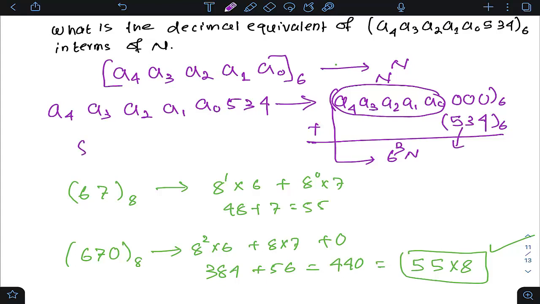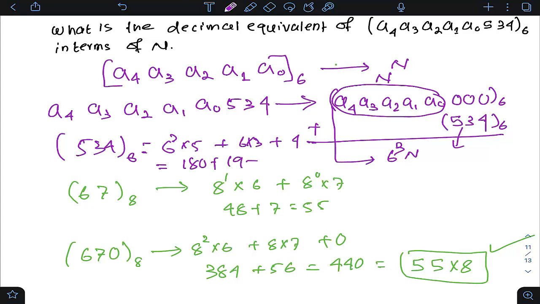So what is the decimal equivalent of 534 in base 6? It is 6 square into 5 plus 6 into 3 plus 6 power 0 into 4. So this is 36 into 5. What is 36 into 5? 36 into 5 will be 180. 180 plus 18 plus 4. So 180 plus 22 is coming 202. So this is this thing plus 202.